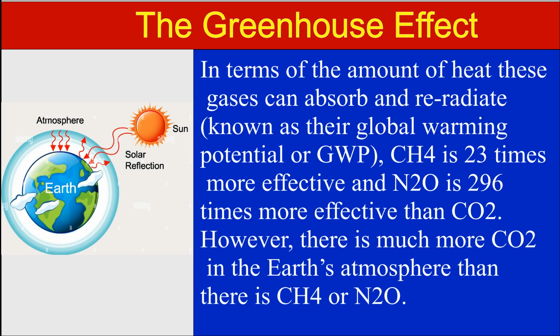In terms of the amount of heat these gases can absorb and radiate, known as their global warming potential or GWP, CH4 is 23 times more effective and N2O is 296 times more effective than CO2. However, there is much more CO2 in the Earth's atmosphere than there is CH4 or N2O.